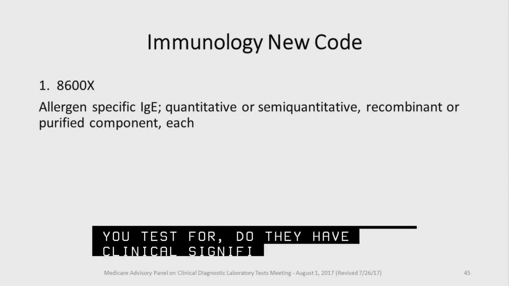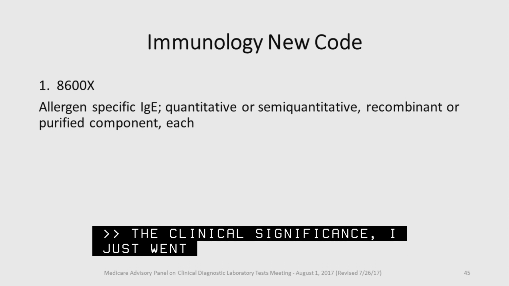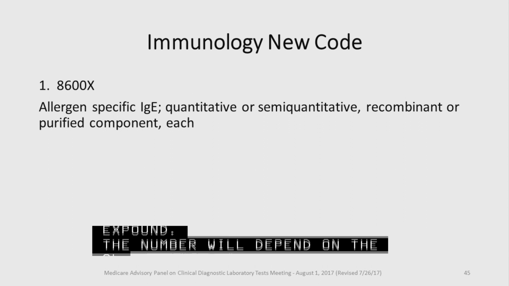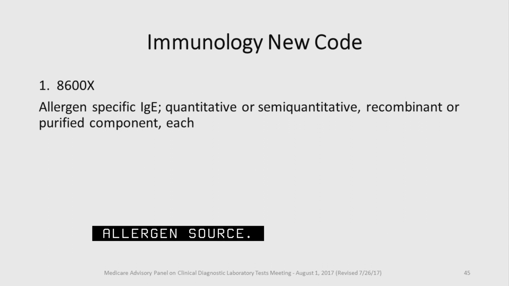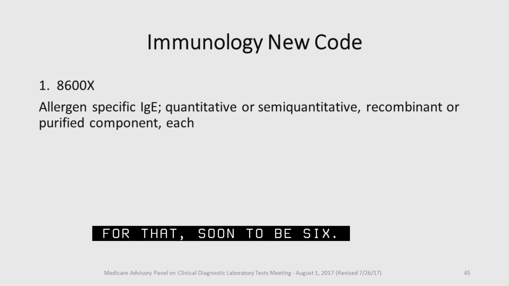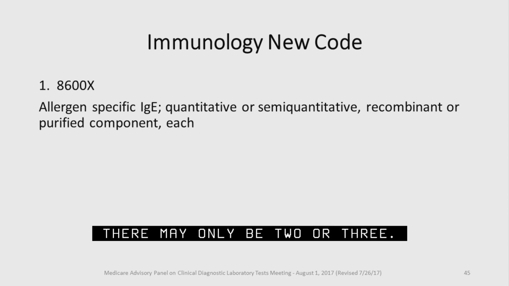But in terms of the number, it's going to depend on the allergen source. So for example, peanut, there are currently 5 allergen components available, and soon to be 6, and that's probably where it's going to stop. There probably won't be any more for peanut. For other allergen sources, there may only be 2 or 3. It just depends on the allergen source. But right now, peanut is probably the one that has the most components assigned to it.